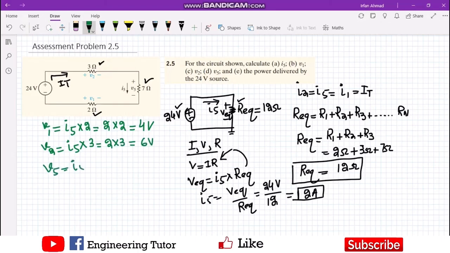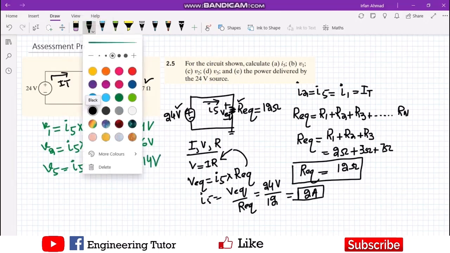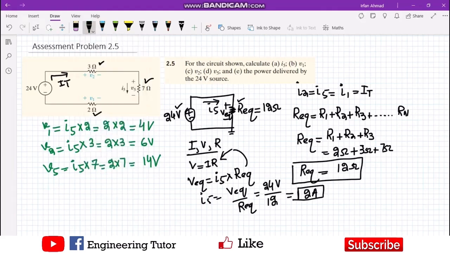And the value of V5 is again I5, which is the same across all the three elements, multiplied by the value of resistance, which is 7. So 2 multiplied by 7 is equal to 14 volts. So these are the three values which are calculated here. Let me change the color. So this is V1, this is V2, this is V3, and these are the quantities which we were asked to calculate, and the values are available here.